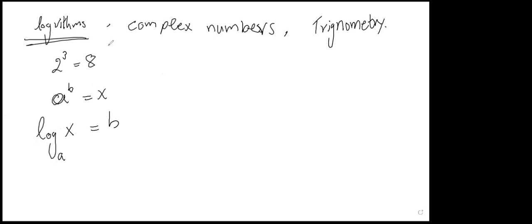For example, in this problem, 2 to the power 3 is equal to 8. So log with the base 2 of 8 is equal to 3. This tells us what the power should be for the 2 to give us 8. So 2 to the power 3 will give us 8. That tells us about the powers, the exponents.